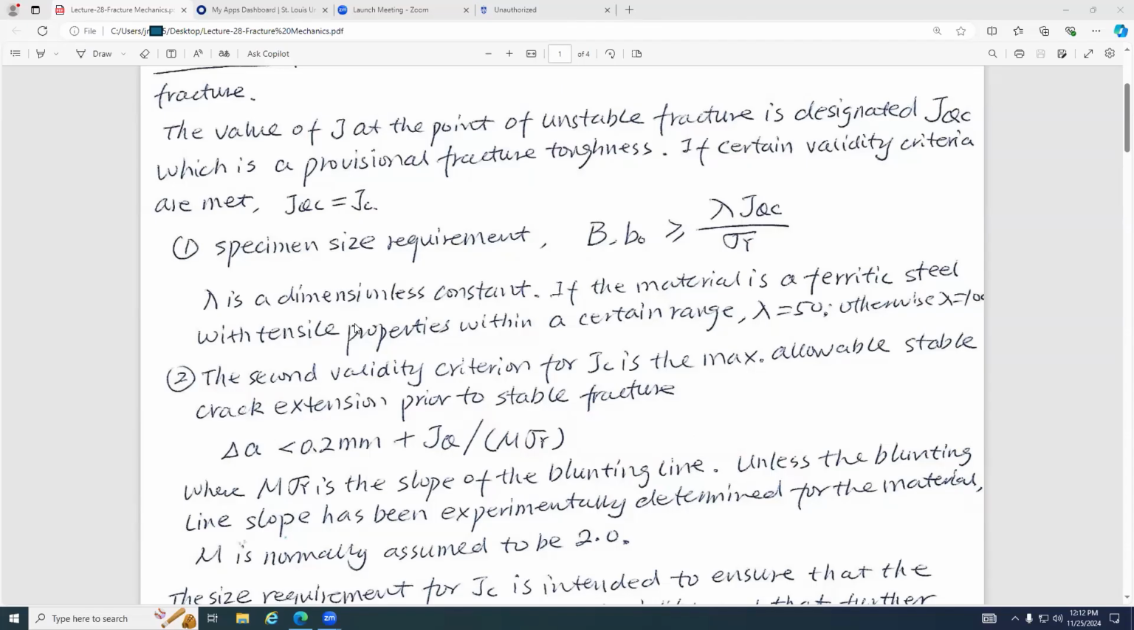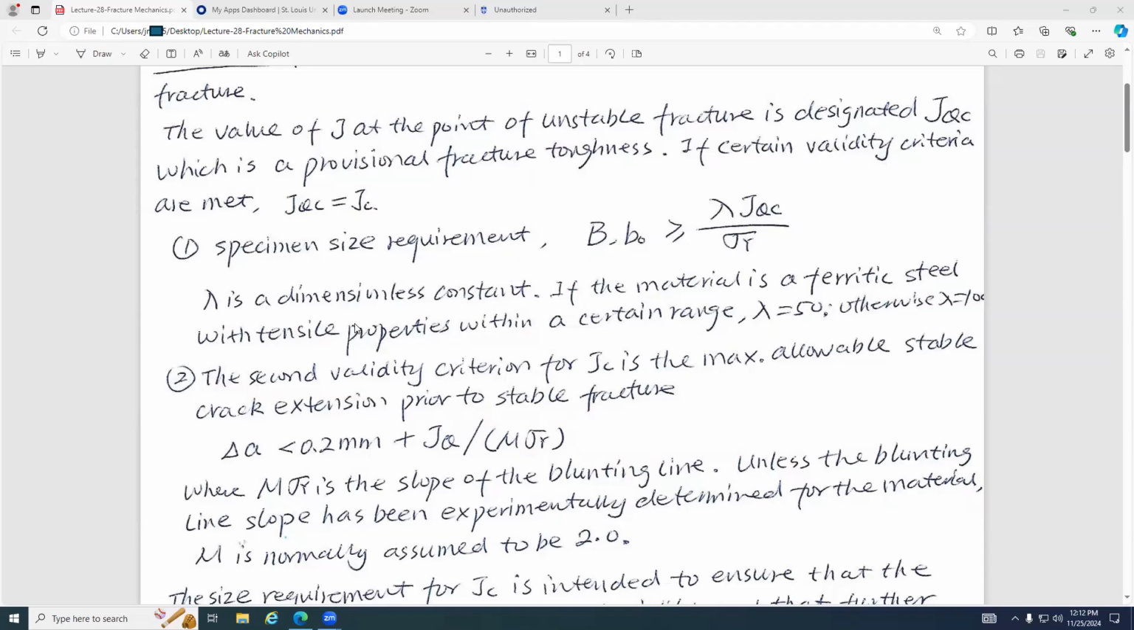and sigma_Y, what is sigma_Y, guys? Last time I told you, sigma_Y here is the flow stress. It is the average of the yield strength and the ultimate strength. Be very, very careful with sigma_Y. Lambda is a dimensionless constant. If the material is a ferritic steel with tensile properties within a certain range, you can use lambda equals 50. Otherwise, you just use lambda equals 100. So this is the first validity criterion.